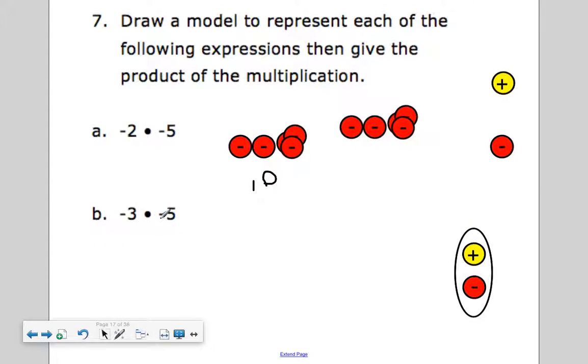Next one. This is the opposite of 3 times negative 5. 3 times negative 5 is negative 15. Opposite of negative 15 is 15. So opposite of 3 groups of negative 5 is negative 15. Opposite of that is 15.